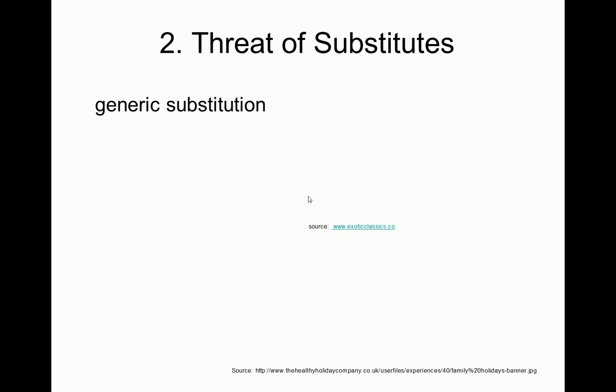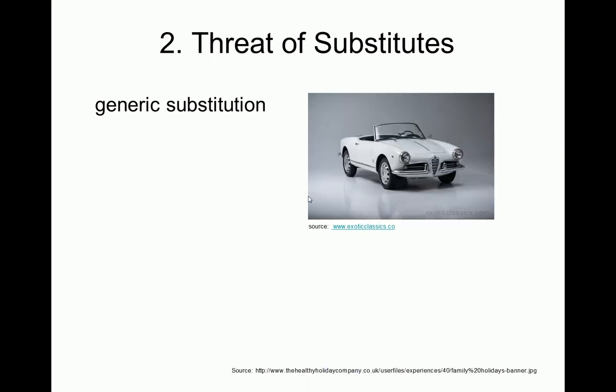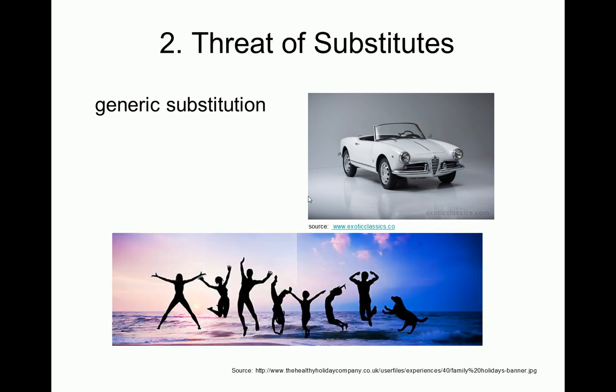Another form of slightly different substitution is generic substitution. If I was fortunate enough to win the lottery this week, I might have a large sum of money and I could have a choice of what I spend it on. Would I buy myself a nice Italian sports car? Or would I be more generous and treat my whole family and dog to a nice expensive holiday.